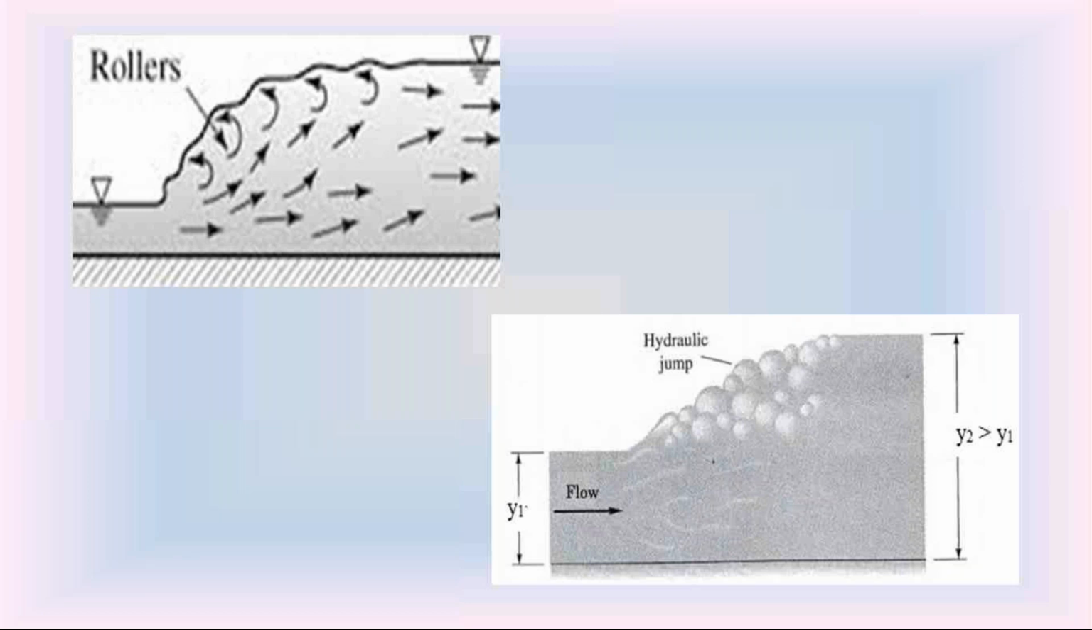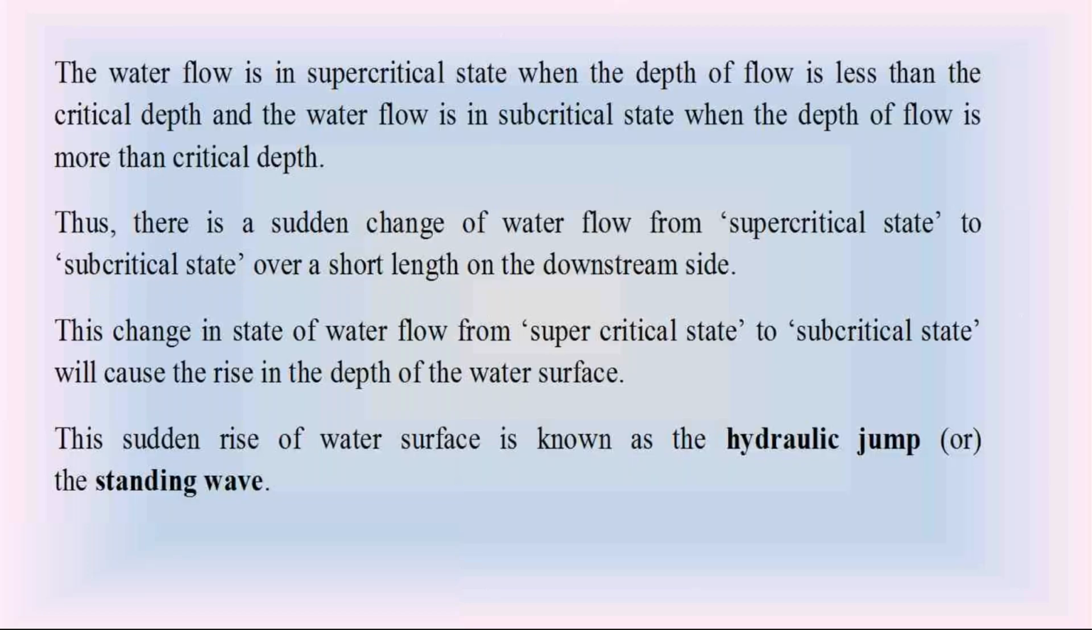So first of all, you must be clear about this hydraulic jump formation. The hydraulic jump is formed due to the change in condition of water flow. So check the second point. Thus, there is a sudden change of water flow at the downstream of the spillway or dam. There is a sudden change of water flow from supercritical state to subcritical state over a short length.